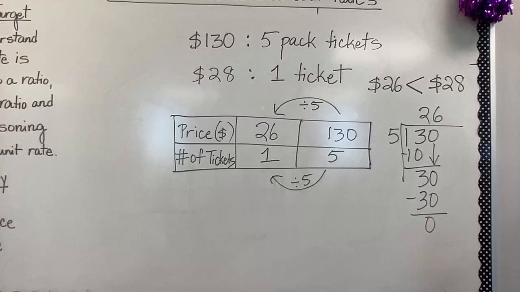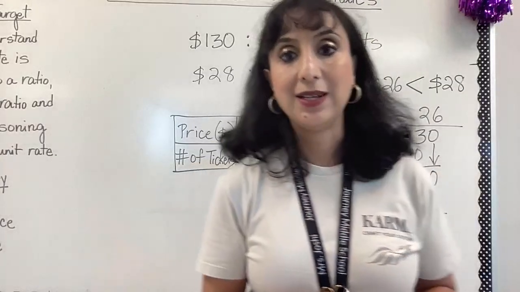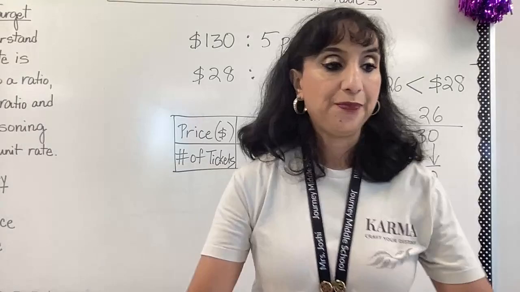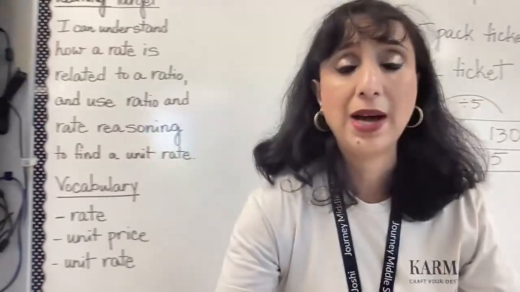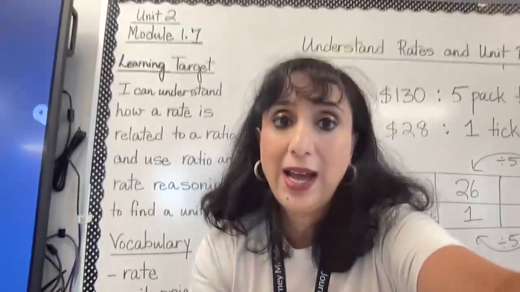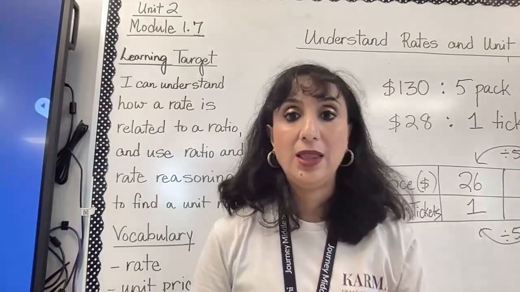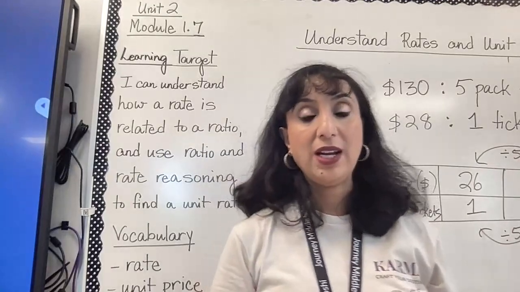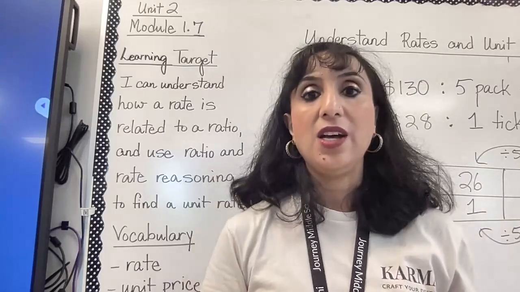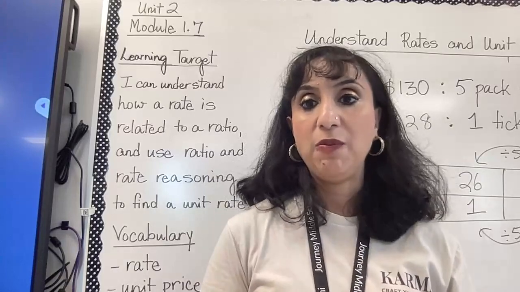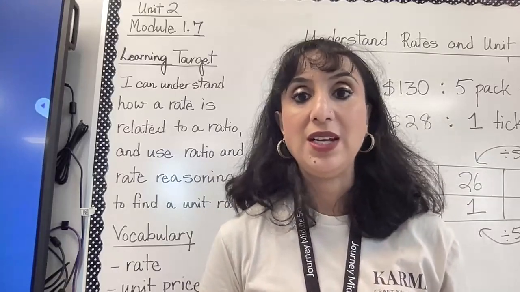So the 5-pack ticket payment option has the lesser unit price because $26 is less than $28, okay? So this is literally what this lesson is about. And once again, I have this more in depth in the first video that I have created on rates and unit costs. So the module 1.7 can be paired up with the other video also if you need deeper understanding.